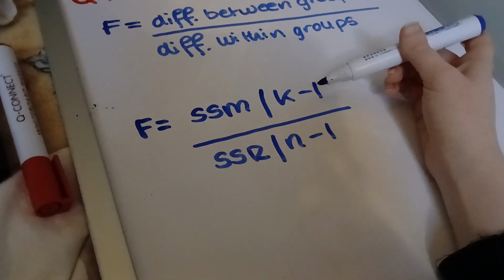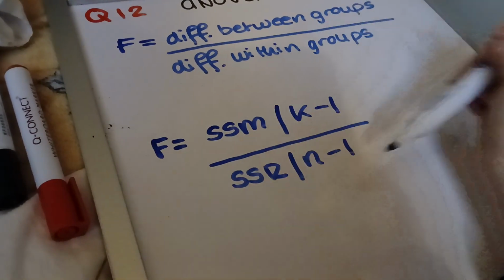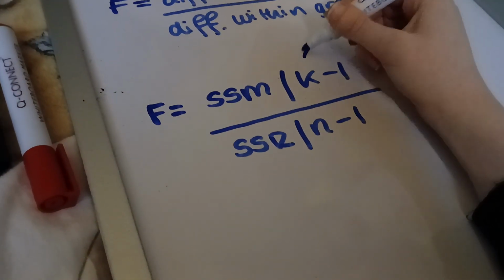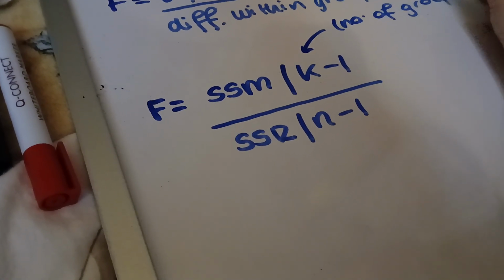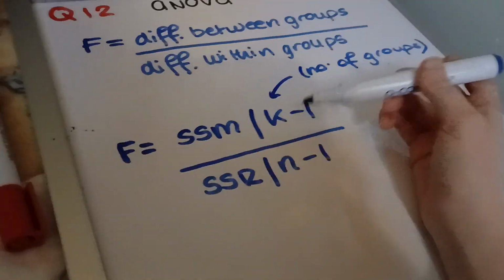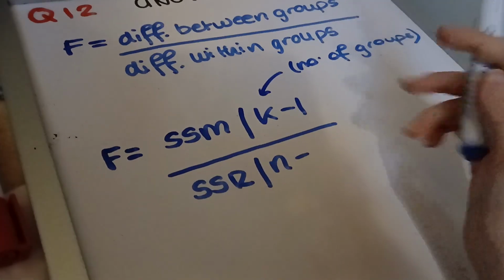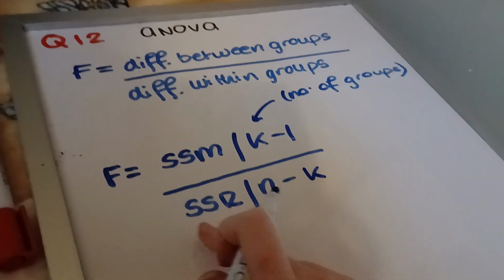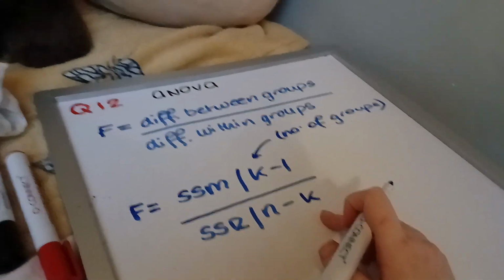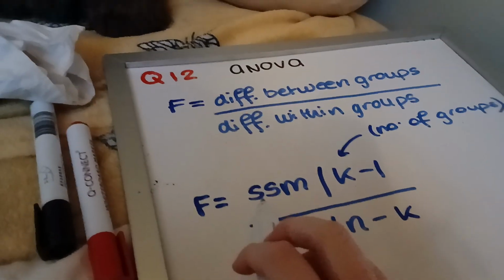I don't know why you need to put these in. I will write notes on this, but this is just how to do question 12. This is the formula that I've been using and it's been working, so it's grand. So K in this case stands for the number of groups. Oh sorry, I just wrote it down wrong. It is SSM over K minus 1 and SSR over N minus K. I will write notes on this because I do not get this question, but basically this is the formula.